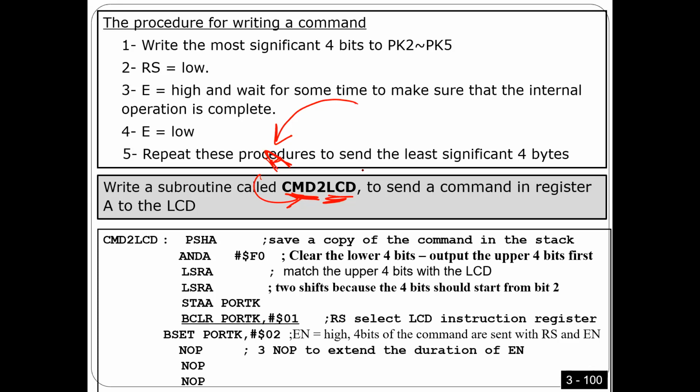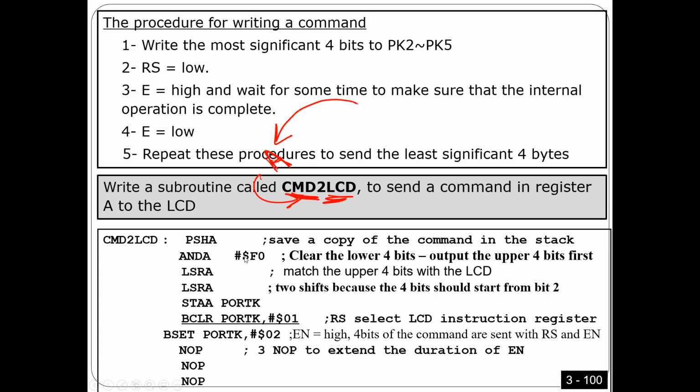Okay, so now I'm going to teach another function or subroutine. This subroutine is called command to LCD. How is this one different from what I explained just now? This one is used if you want to send a command. Every command should have a code, a byte. So all you have to do is write this byte in register A, and then after that you call this function.